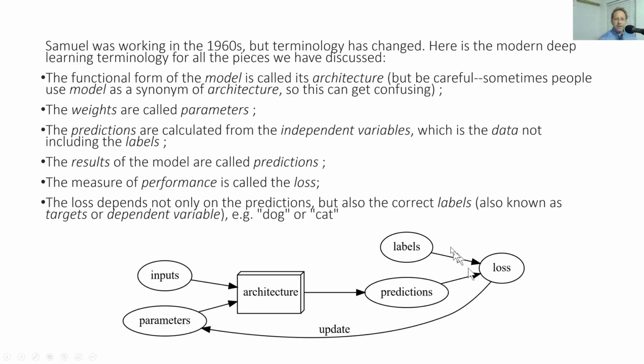So this is the same picture as we saw, but just putting in the words that we use today. If you forget, if I say these are the parameters used for this architecture to create a model, you can go back and remind yourself, what did I mean? What are the parameters? What are the predictions? What is the loss? The loss is some function that measures the performance of the model in such a way that we can update the parameters.